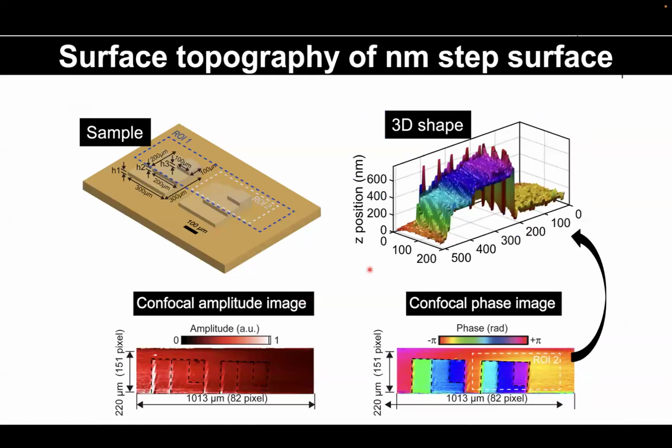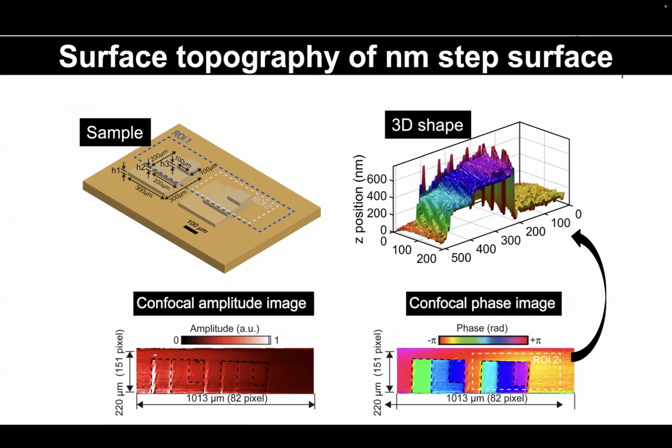Finally, we demonstrate the surface topography of a nanometer step surface. We made a three-step structure on a silicon substrate, and its surface was covered by a gold thin film. The confocal amplitude image gives an image contrast only at the edge of the step because of no difference of reflectivity among the step surfaces and insufficient confocal axial resolution.